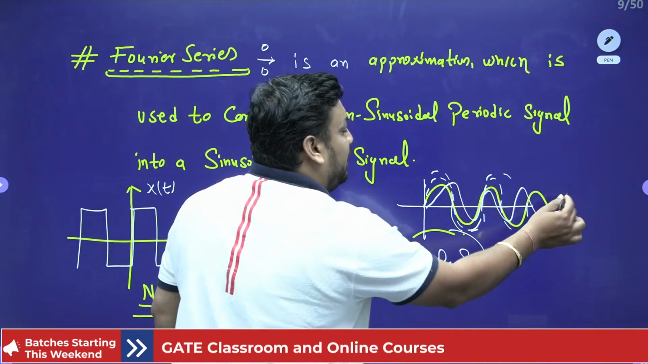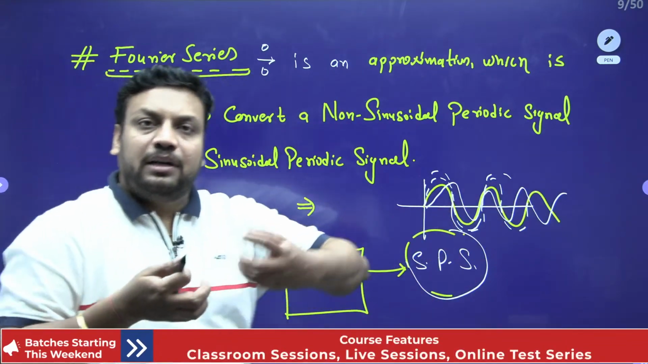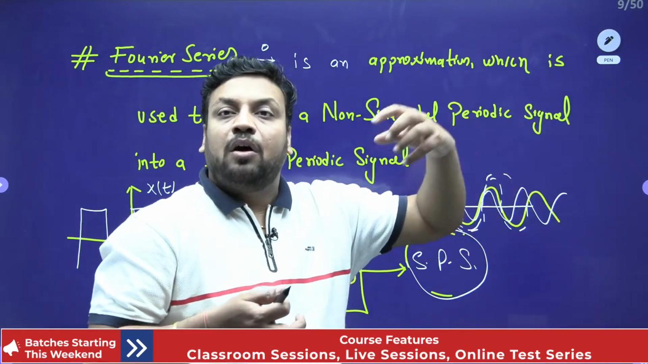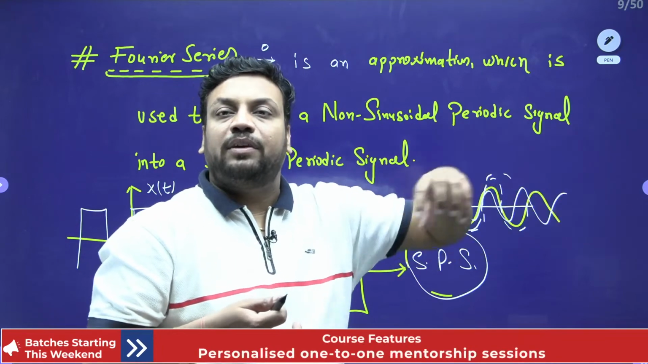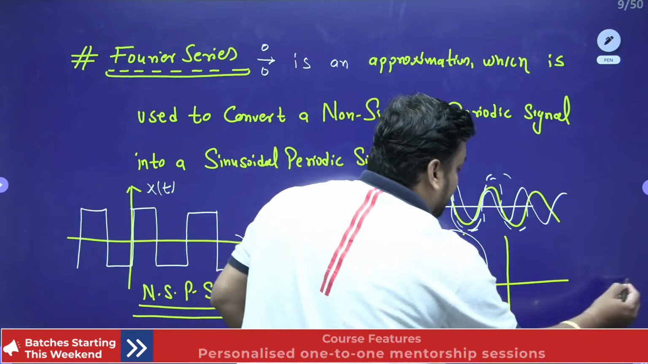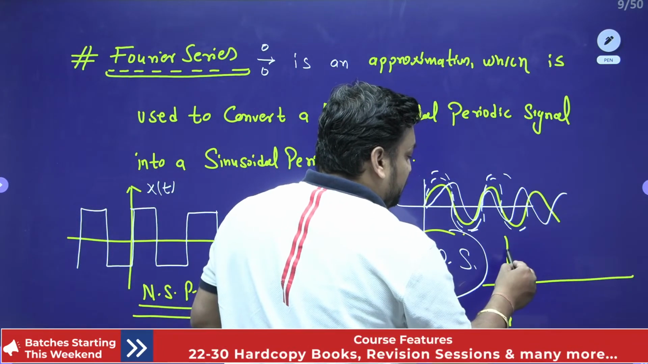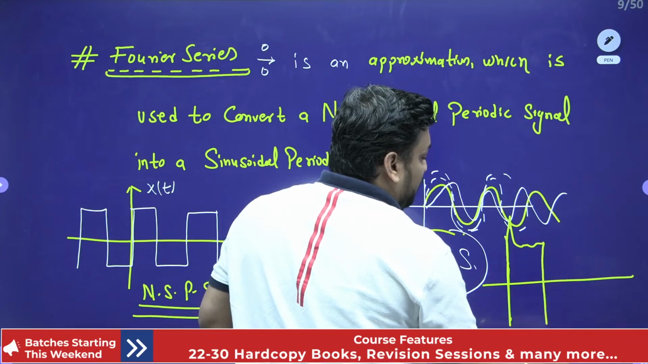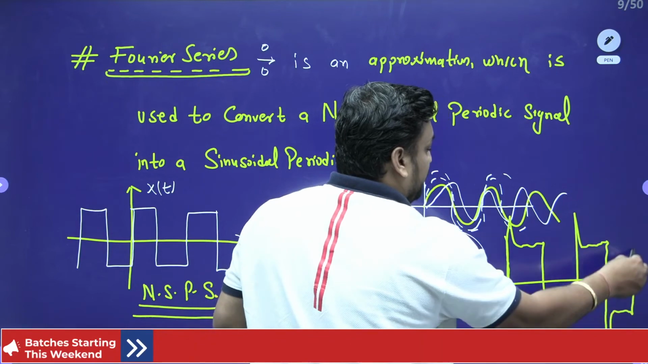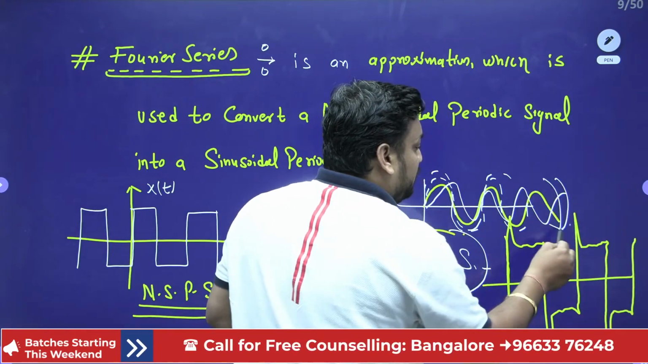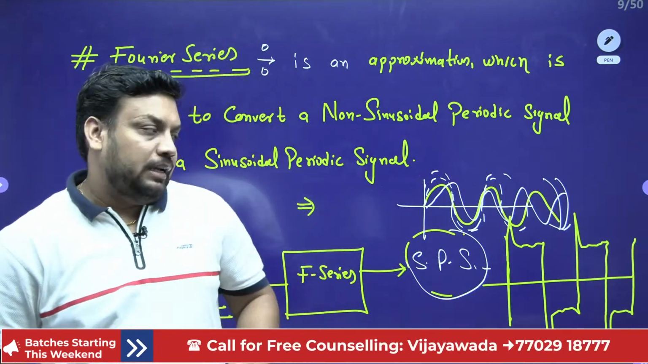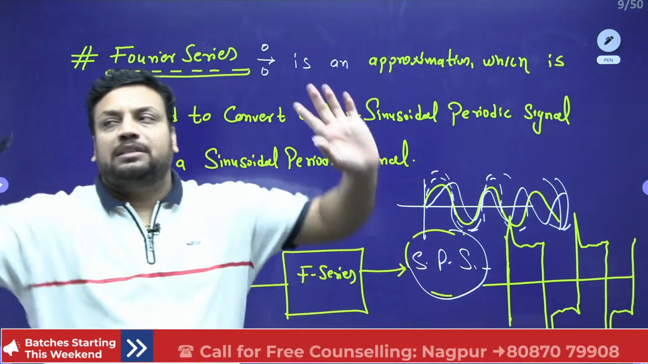So if I add 1000 different sinusoidal waveforms having different frequencies, different harmonics or different amplitudes, then I will get the approximate result just like that. So this is nothing but the approximation of a square periodic signal. Square means non-sinusoidal periodic signals, like that.